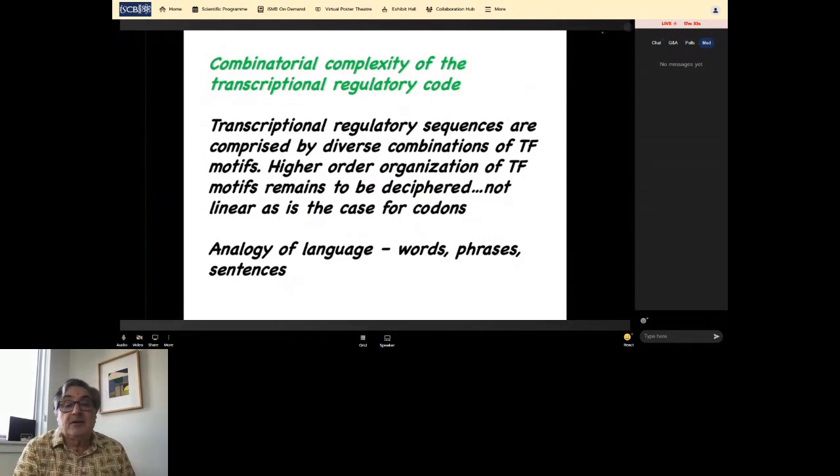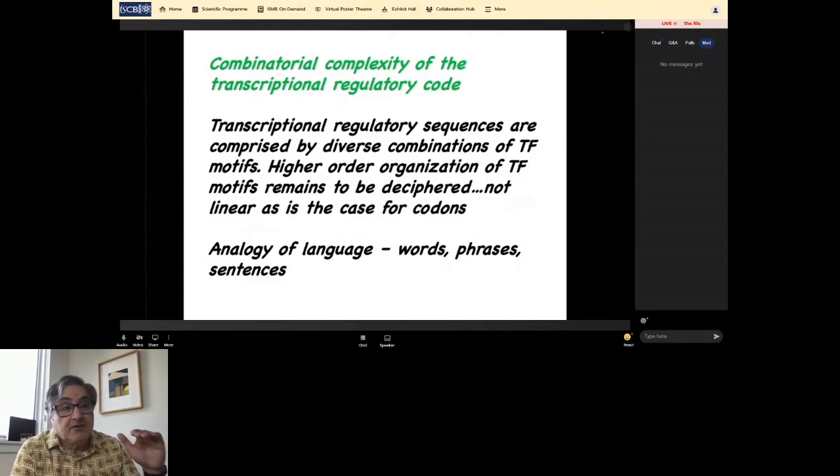But it turns out that there's considerable combinatorial complexity to the code. As I mentioned earlier, each of these regulatory sequences, when we've analyzed them, turn out to have diverse combinations of motifs. And so the higher order organization of these motifs, I think, remains of intense interest.